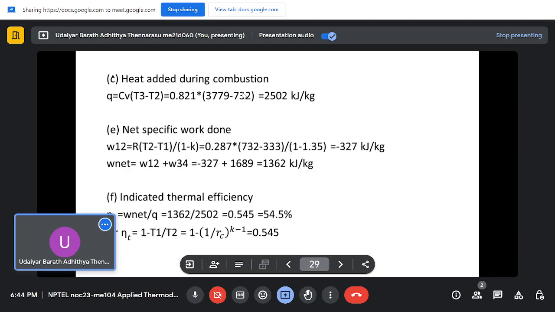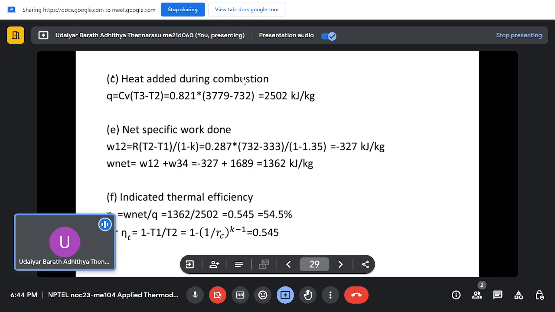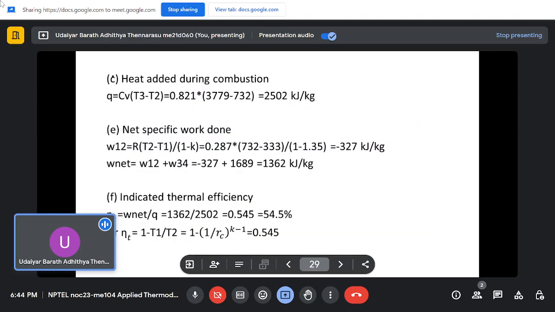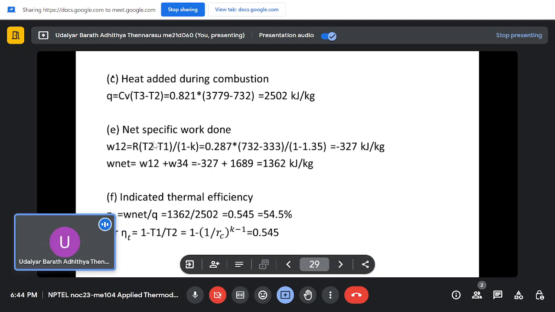So specific heat added is 2502 and specific work in the power stroke is 1689. For net specific work done, we need to calculate the work done in process 1 2 while compressing it. Similarly to how we calculated in the power stroke, the same approach: R(T2 minus T1) by 1 minus K. We have already calculated the temperatures, so substituting, 732 minus 333 divided by 1 minus 1.35. In this case we get minus 327 kilojoule per kg. Negative because it's been done on the system. So minus 327 kilojoule per kg.